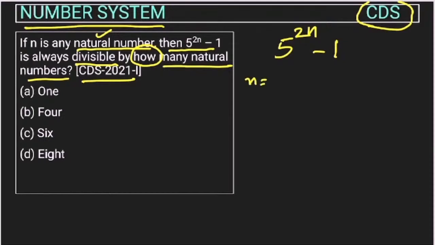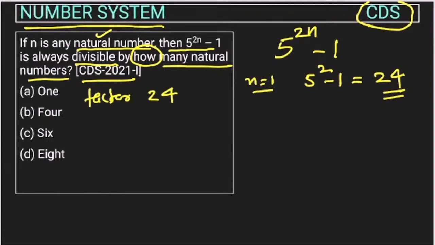So let's take n as 1. So what will happen? This will be 5 square minus 1. So this will be 25 minus 1, so this will be 24. Right. So this is divisible by how many numbers? So we will take the factors of 24 and see. Okay, this 24 will be divisible by all the factors of 24.